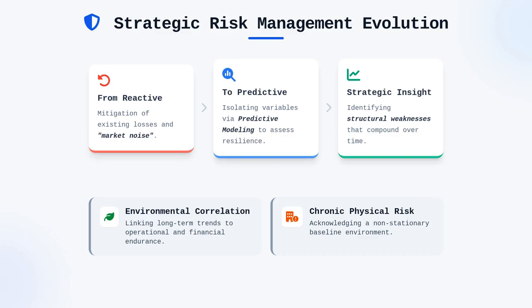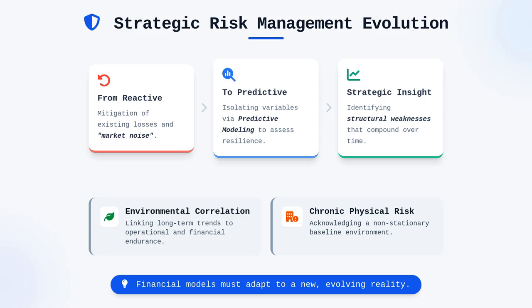We are looking for those structural weaknesses that, while quiet today, will compound over the life of a credit instrument. Ultimately, recognizing chronic physical risk is about acknowledging that the baseline environment we operate in is no longer stationary, and our financial models must adapt to this new, evolving reality.